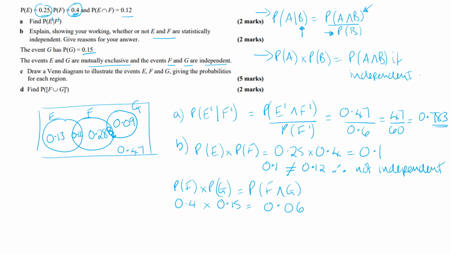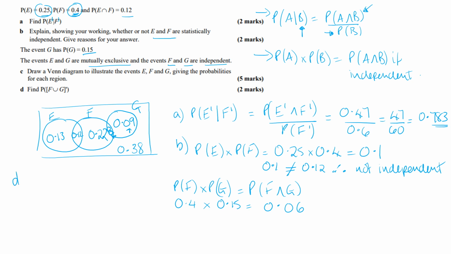Now we also need to change F's, because G hasn't got any other probabilities with E, then it's just going to be that bit there needs to lose 0.06, so that's going to be 0.22. And then on the outside, because we've now had an additional 0.09, that one will have to go to 0.38. Now our diagram still adds up to 1.